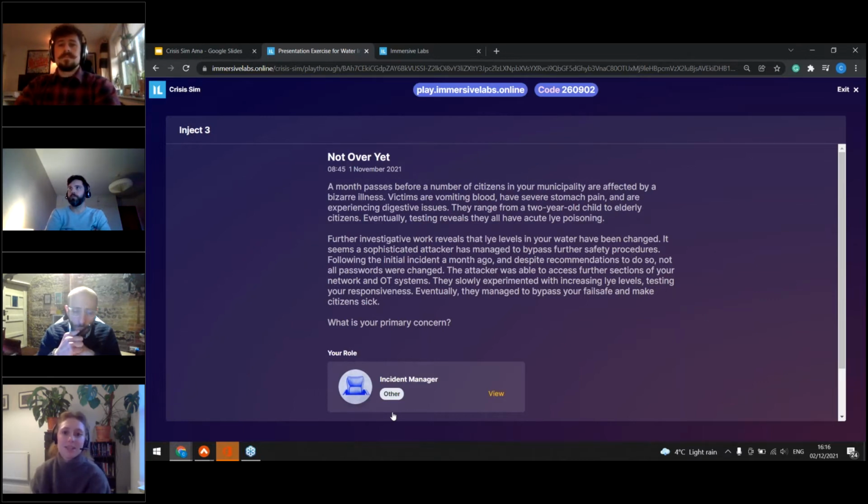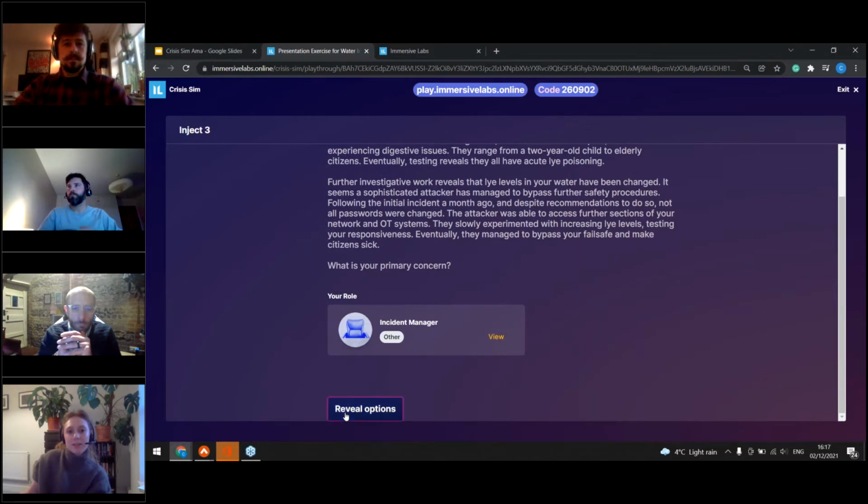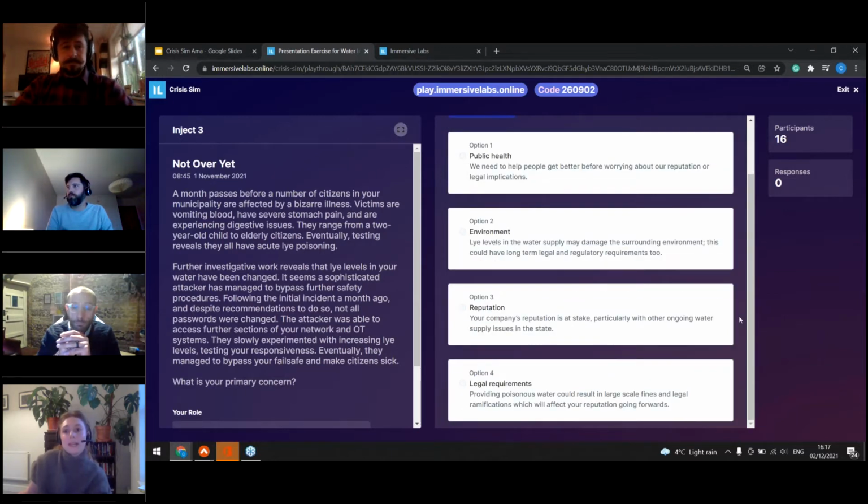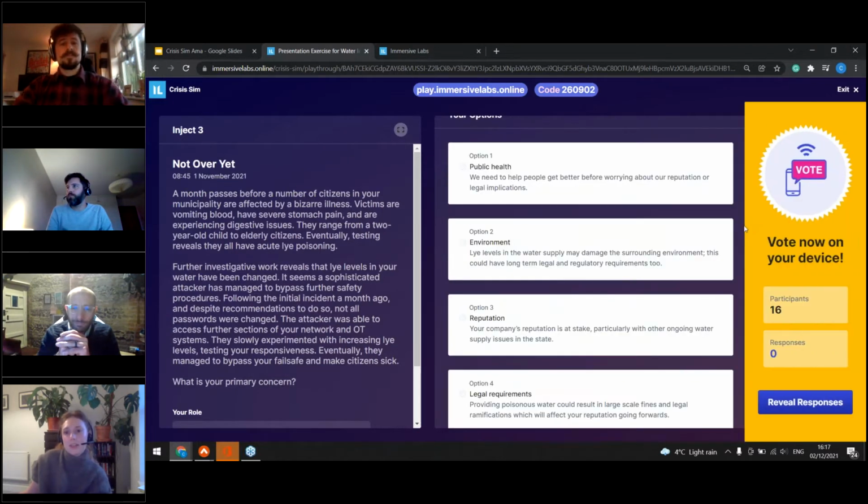So it seems that a sophisticated attacker has managed to bypass further safety procedures following the initial incident a month ago. And in spite of your recommendations to do so, not all passwords were changed. So they were able to access your network and OT systems and very slowly sit in your system, testing your responsiveness and bypassing your failsafe, making citizens sick. So at this point in the scenario, we're asking you to tell us what your primary concern is. So we've got public health, the environment, reputation, or legal requirements. So I'll open voting now.